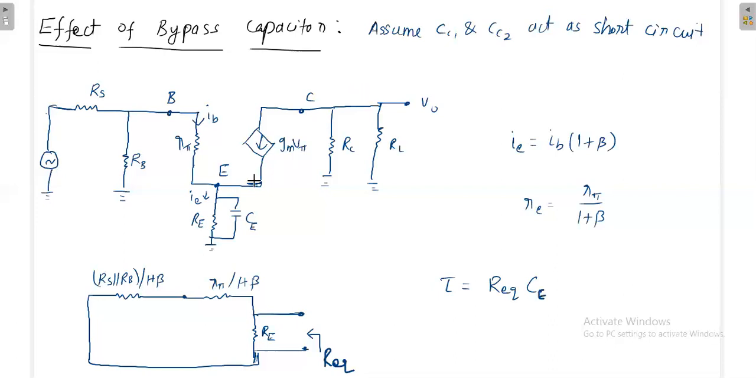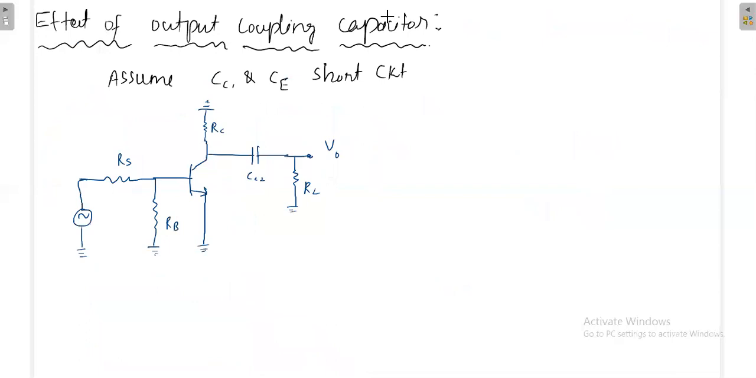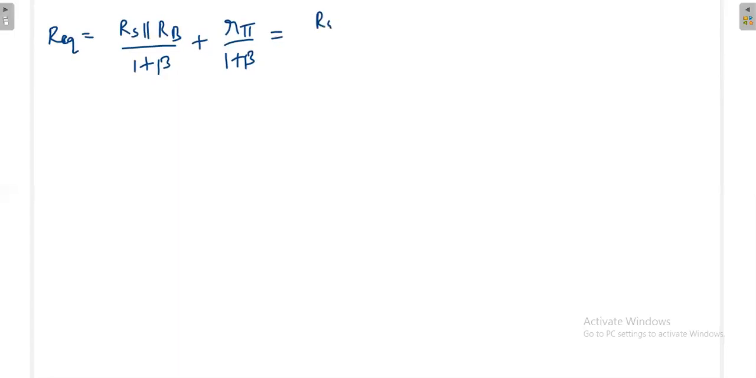Now what is R equivalent? R equivalent is equal to RS parallel with RB divided by 1 plus beta, plus R pi divided by 1 plus beta. This R pi divided by 1 plus beta can be replaced with RE. So this can be written as RS in parallel with RB divided by 1 plus beta plus simply RE.